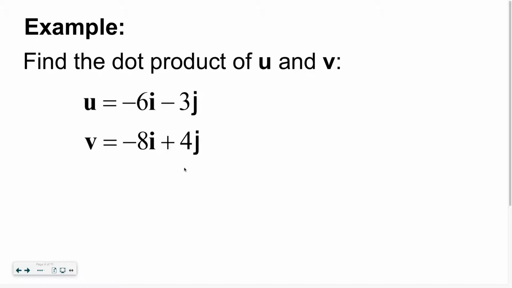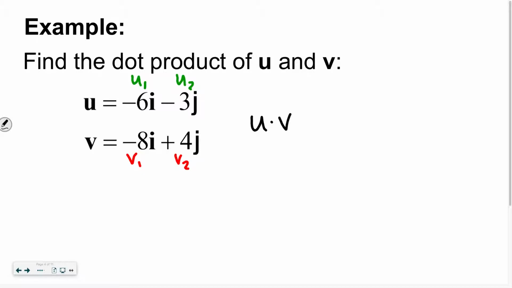So u is negative 6i minus 3j, v is negative 8i plus 4j. Just for the sake of notes and learning how to do something, I'm going to go ahead and label. If this is my u vector, negative 6 is u sub 1, negative 3 is u sub 2. And then negative 8 is v sub 1, and positive 4 is v sub 2. Right? But most of us probably don't have to label those things.